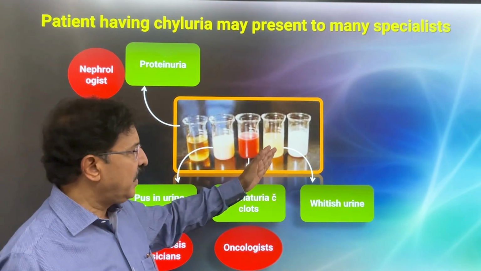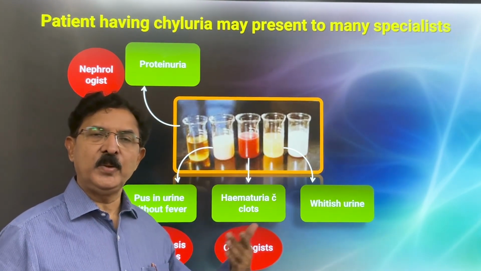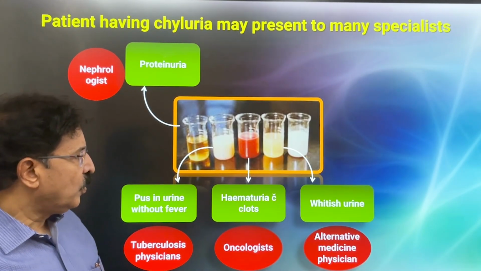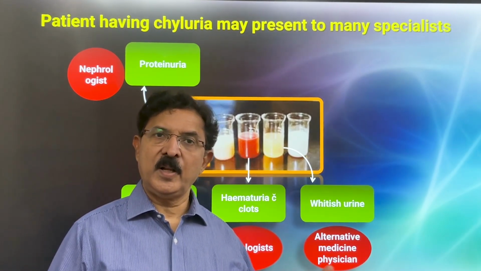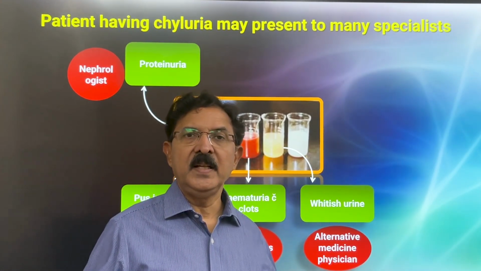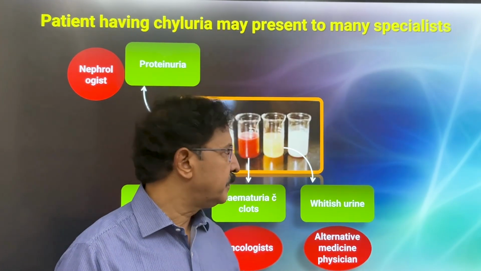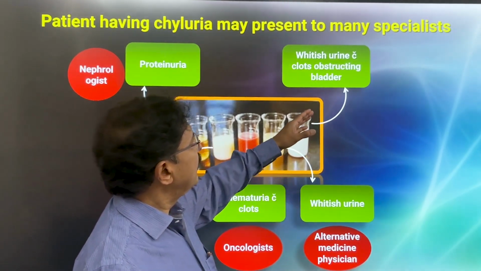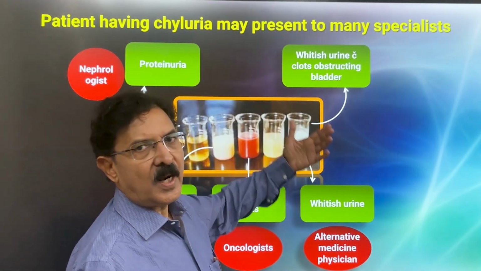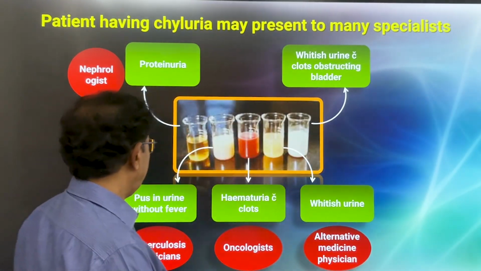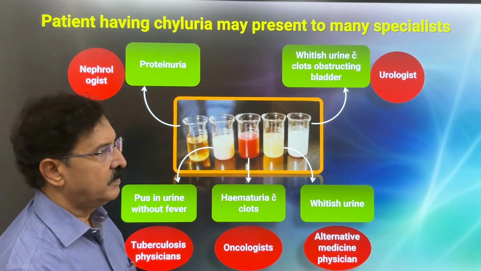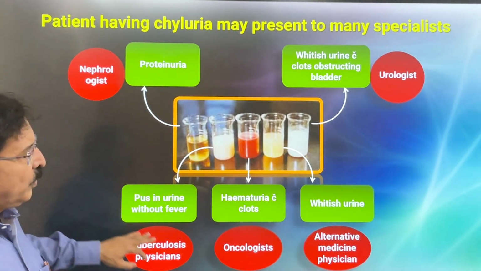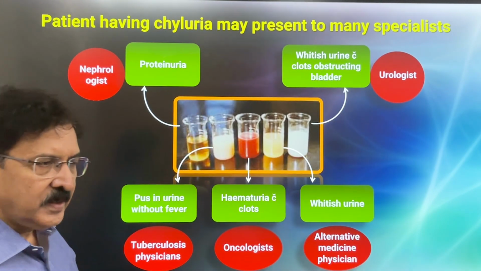When the patient passes whitish urine and these episodes keep happening to him and no diagnosis is made, patients often go to alternative medicine physicians for Ayurveda treatment, homeopathic treatment, because they feel they are suffering from some incurable disease. It is only when the whitish urine forms clots and the clots start obstructing the bladder outlet that the patients come to a urologist, so to us. So you would see here that the chyluria patient can go anywhere depending upon the severity of presentation.